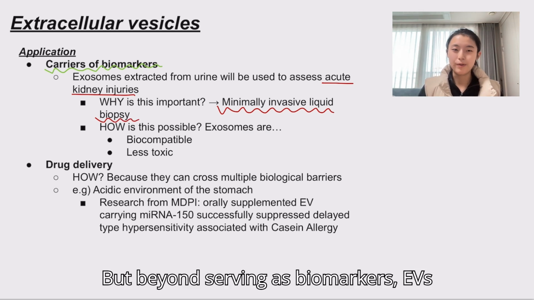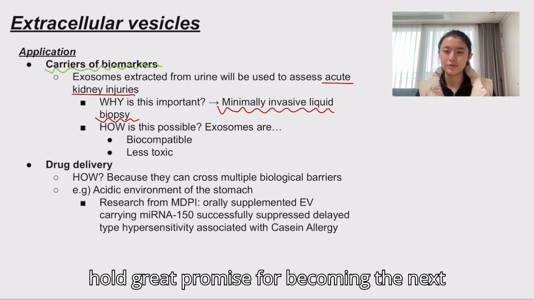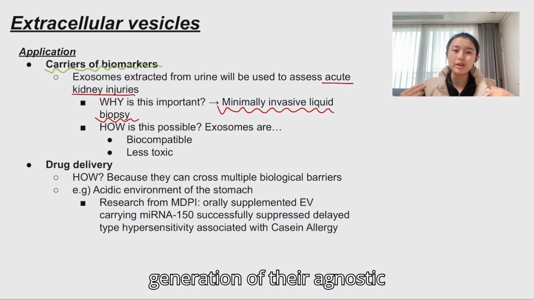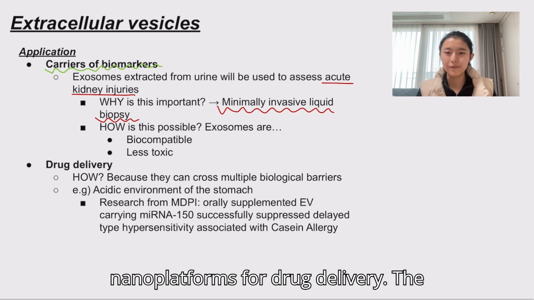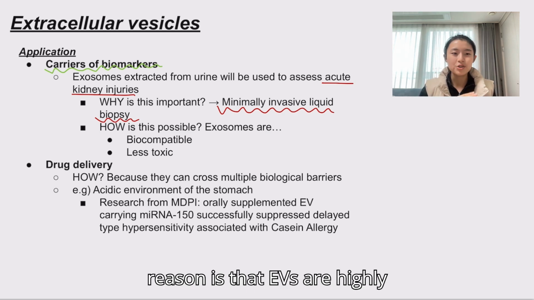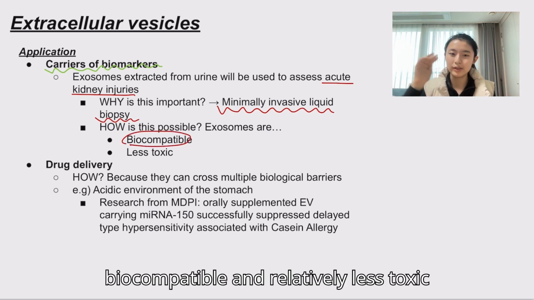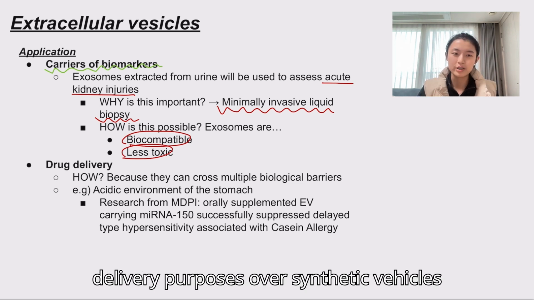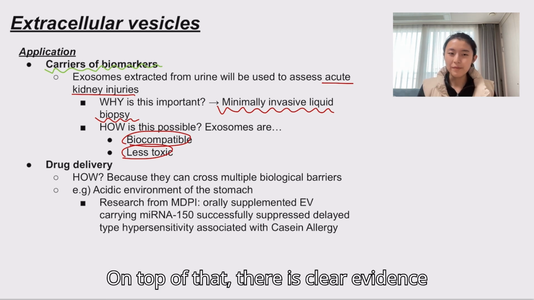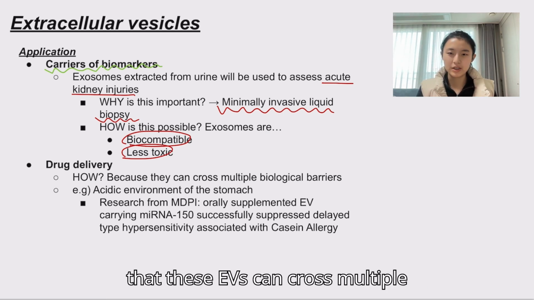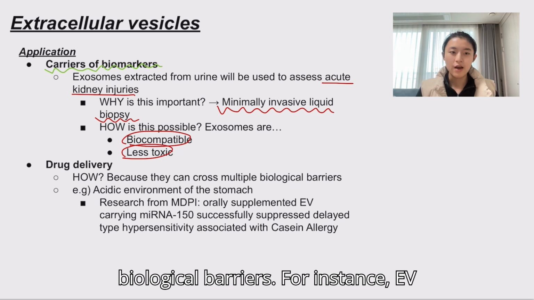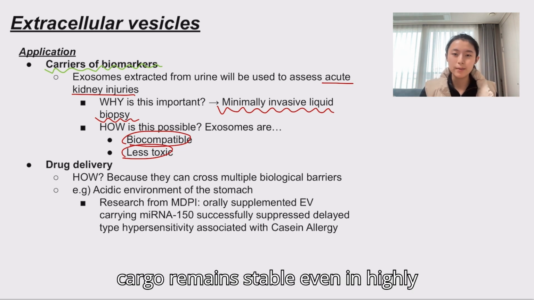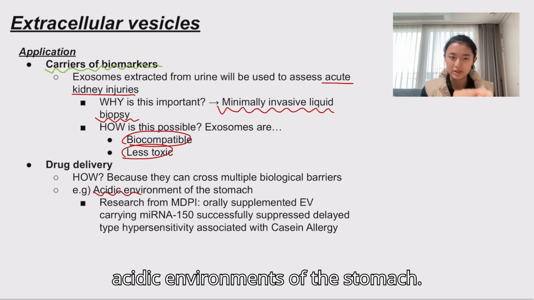But beyond serving as biomarkers, EVs hold great promise for becoming the next generation of theragnostic nanoplatforms for drug delivery. The reason is that EVs are highly biocompatible and relatively less toxic due to their natural origin. Thus, they're oftentimes preferred for drug delivery purposes over synthetic vehicles and nanoparticles. On top of that, there is clear evidence that these EVs can cross multiple biological barriers. For instance, EV cargo remains stable even in the highly acidic environment of the stomach.